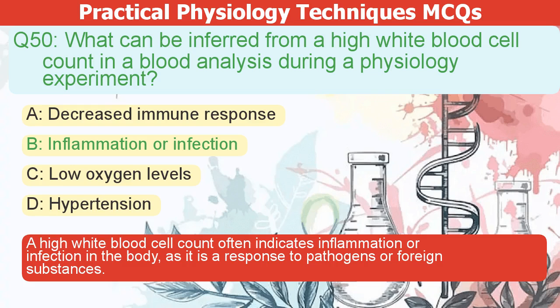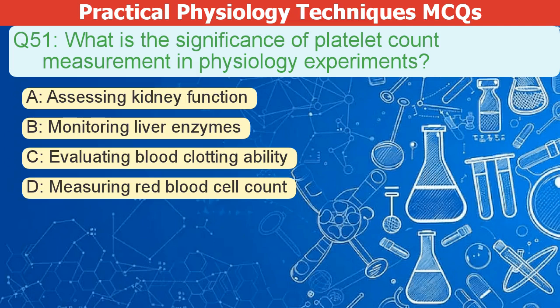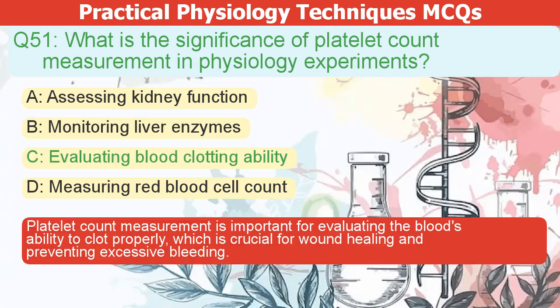pathogens or foreign substances. What is the significance of platelet count measurement in physiology experiments? A. Assessing kidney function. B. Monitoring liver enzymes. C. Evaluating blood clotting ability. D. Measuring red blood cell count. The correct answer is C. Platelet count measurement is important for evaluating the blood's ability to clot properly, which is crucial for wound healing and preventing excessive bleeding.